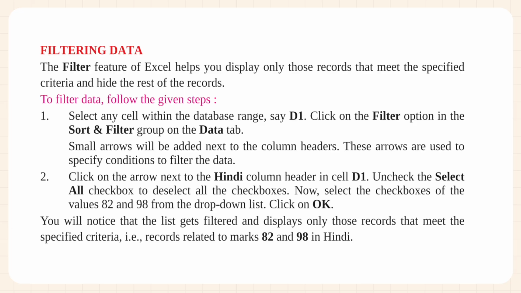2. Click on the arrow next to the Hindi column header in cell D1. Uncheck the Select All checkbox to deselect all the checkboxes. Now, select the checkboxes of the values 82 and 98 from the drop-down list. Click on OK. You will notice that the list gets filtered and displays only those records that meet the specified criteria, i.e., records related to marks 82 and 98 in Hindi.